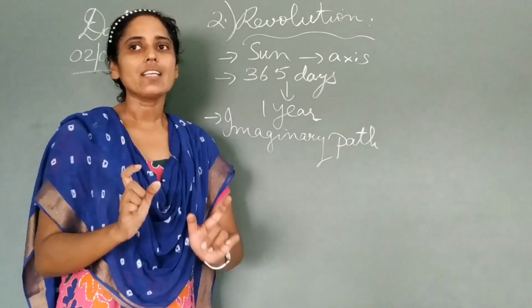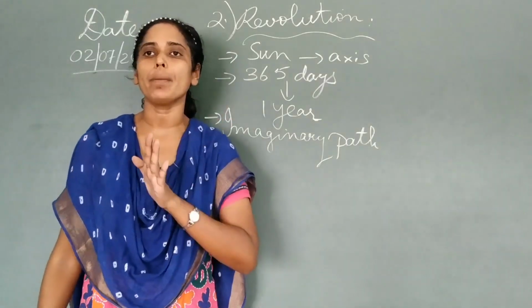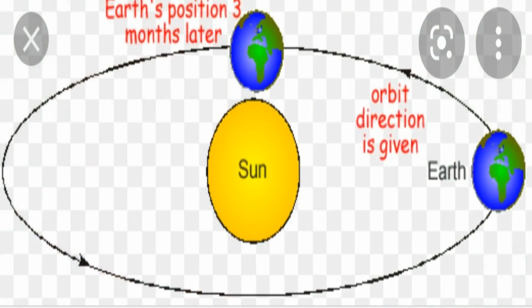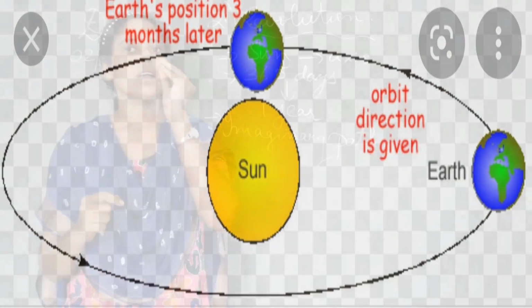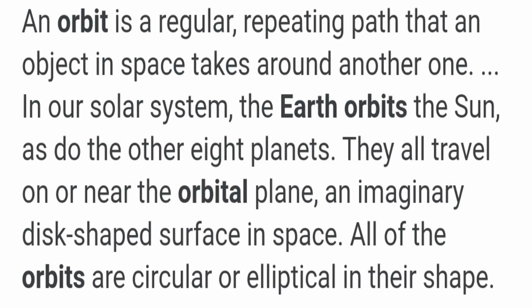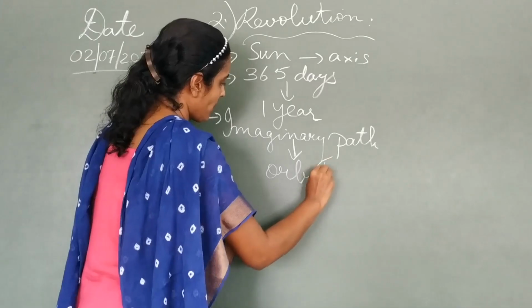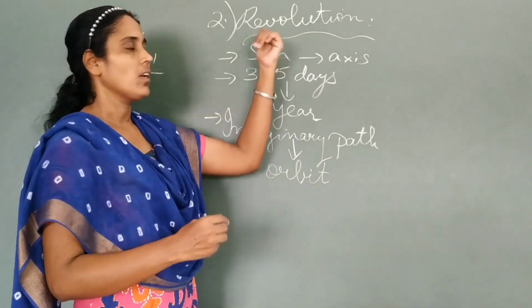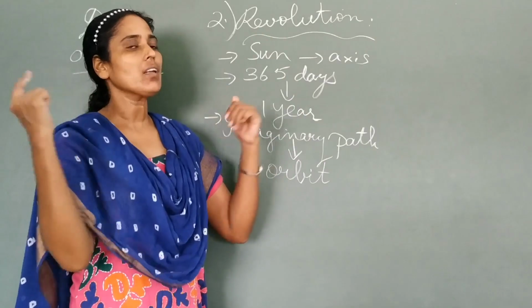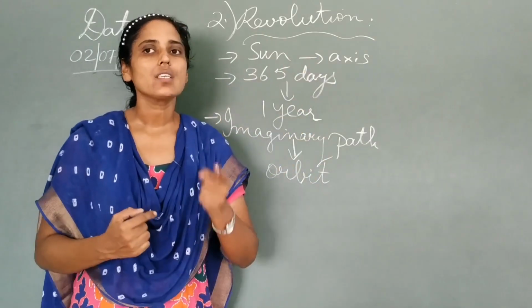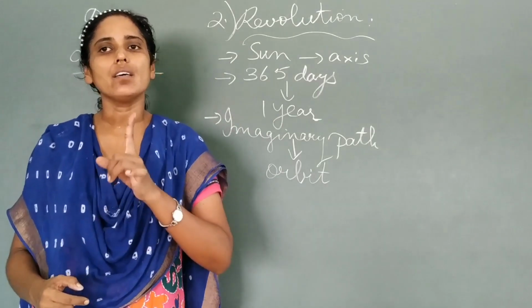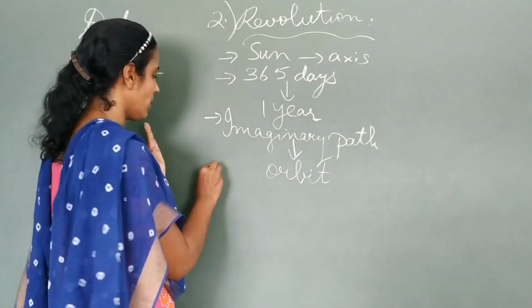That path is known as the orbit, and that is in space. This imaginary way in space is known as orbit. The name of that imaginary path is orbit. Orbit is the way, the place you can say, through which the earth is revolving on its axis around the sun. And distance between sun and earth is not the same throughout the year.